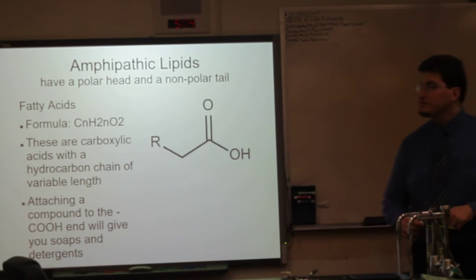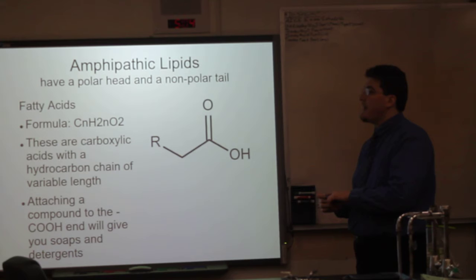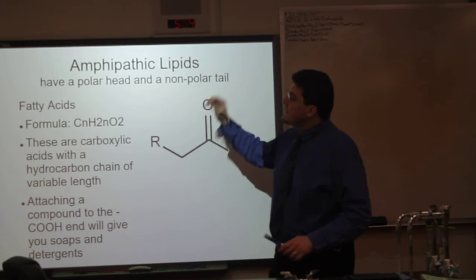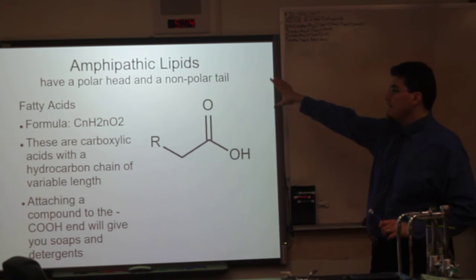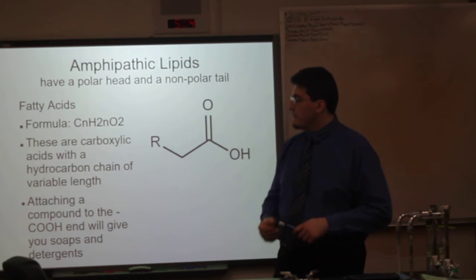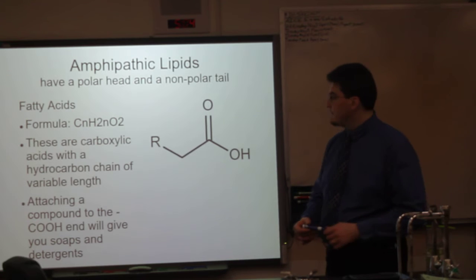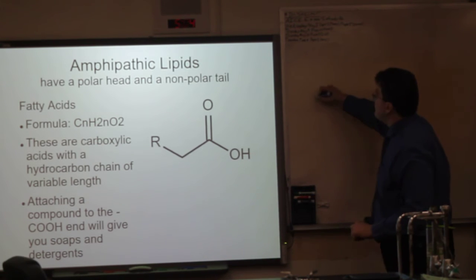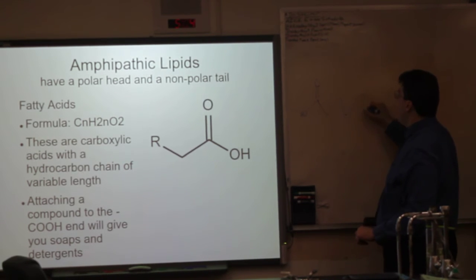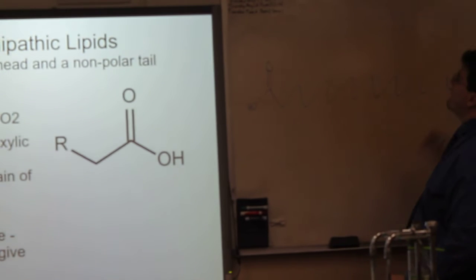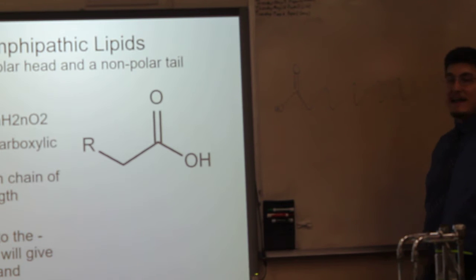Now let's talk about lipids. Amphipathic lipids are those lipids that have a polar head and a non-polar tail. Fatty acids will have the formula CnH2nO2. These are carboxylic acids with a hydrocarbon tail of variable length. Attaching a compound to the carboxylic acid end will give you soaps and detergents. If I add length to this tail, making this a hydroxyl group here and a carbon tail that continues on and on, that's fine. If I shorten the tail like that, that's also fine. Whatever, it's still a fatty acid.